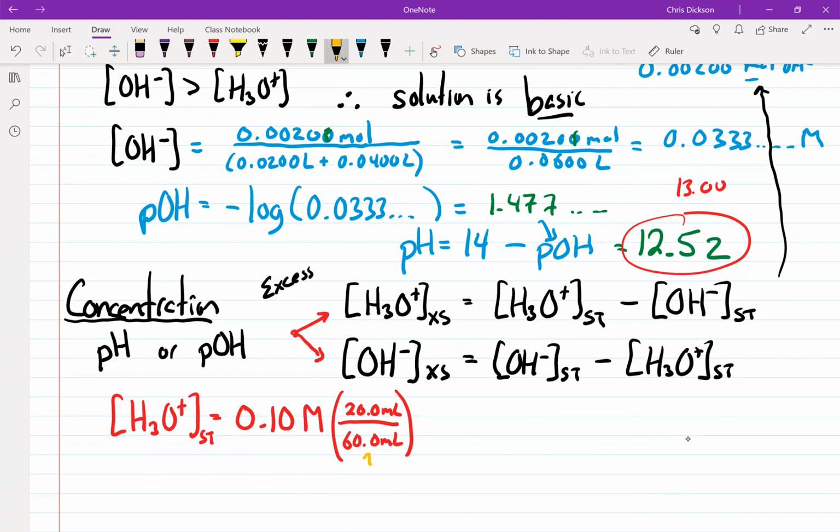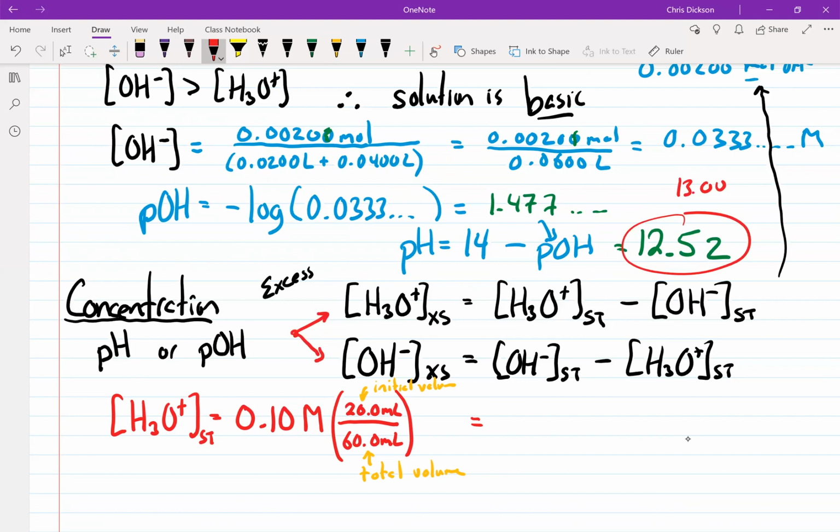This is total volume, right? So that's once you've combined them. And this up here was the initial volume. So you might remember from grade 11 chemistry, this is referred to as a dilution calculation. So I'm going to say, well, let's work that out.